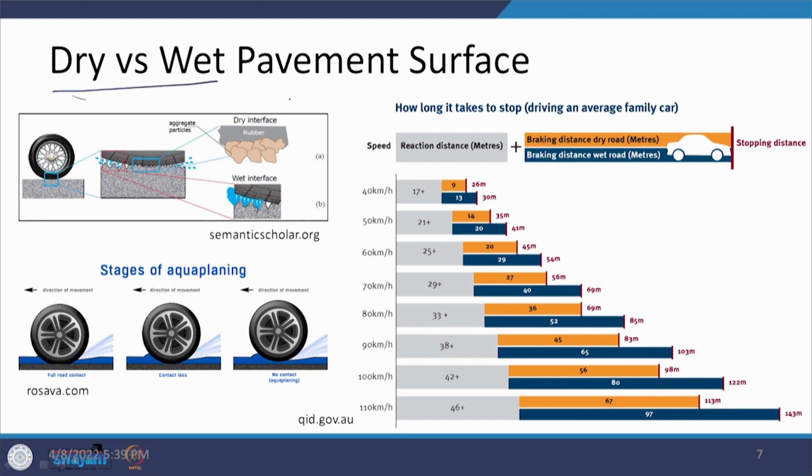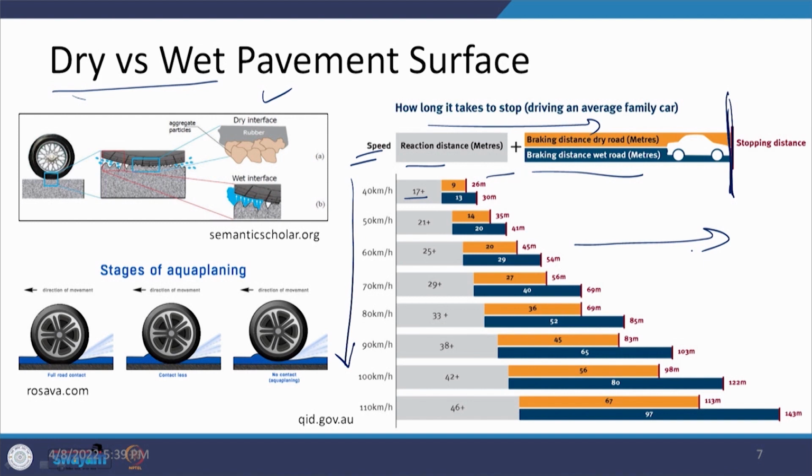Before I talk about the diagrams on the left hand side, let us see what is happening in these graphs, where the reaction distance and the braking distance are being shown for a particular speed. Our assumption should be that whatever the condition, the vehicle should stop at the same point, but that is not the case. As the speed increases from 40 kilometers per hour to 100 or 110 kilometers per hour, the reaction distance as well as the braking distance increase.